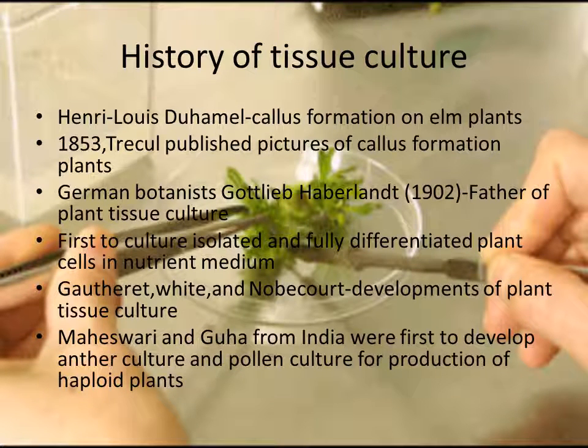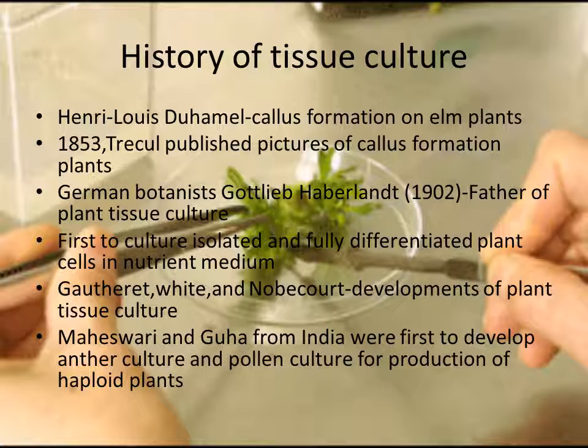Coming to the history of tissue culture, about 250 years ago, Henry Louis Duhamel demonstrated callus formation on the decorticated regions of plants, and many botanists regard this work as the foreword for the discovery of plant tissue culture. In 1853, Trecul published pictures of callus formation in plants. A German botanist, Gottlieb Haberlandt, in 1902, is regarded as the father of plant tissue culture.